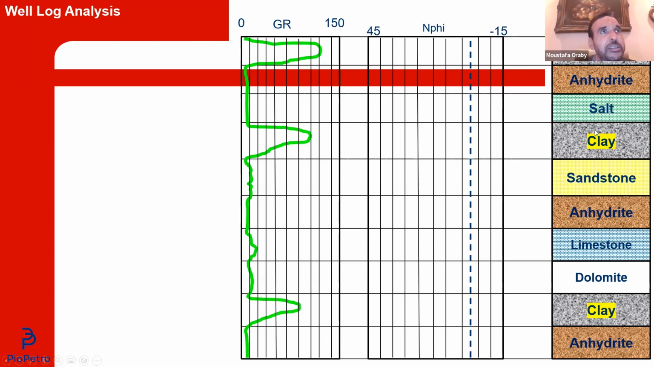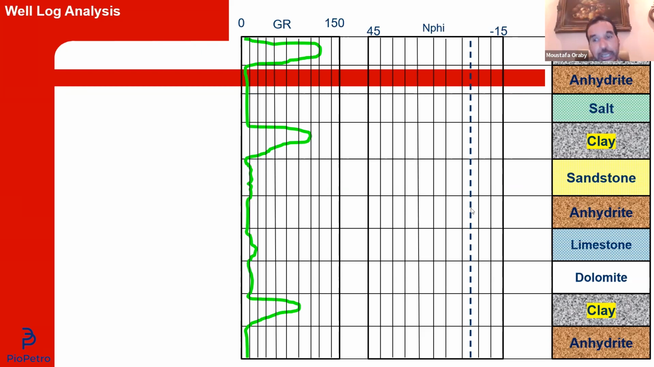How about the sandstone? It depends on the porosity. If it has 5% porosity, it will read less porosity. If it has 25% porosity, it will read high porosity. So in sandstone, it depends on the porosity. However, anhydrite doesn't have any hydrogen, and this has to read 0.